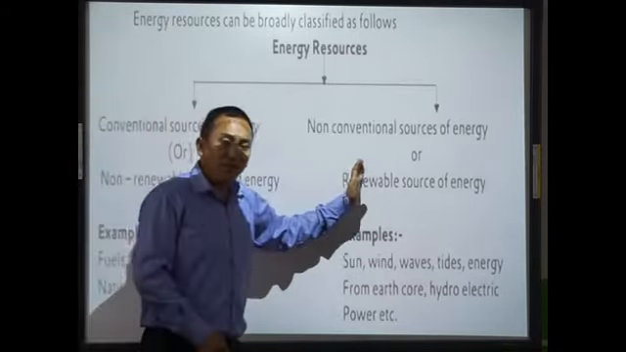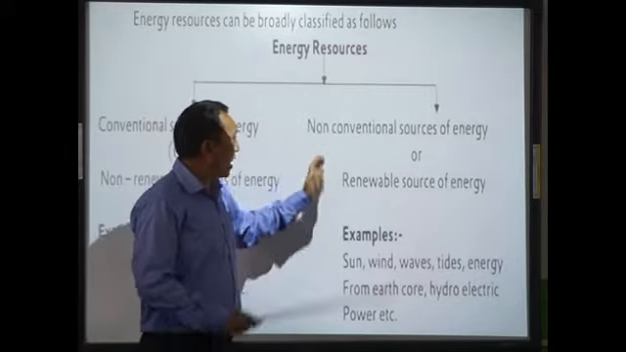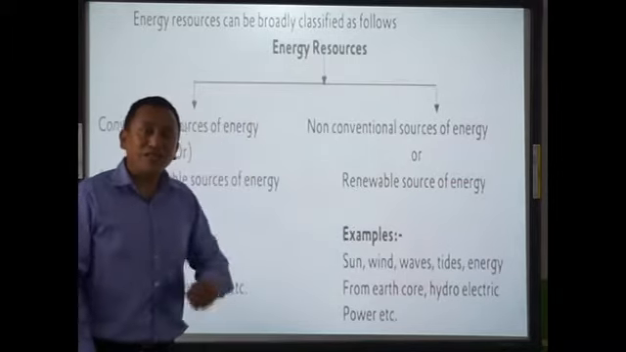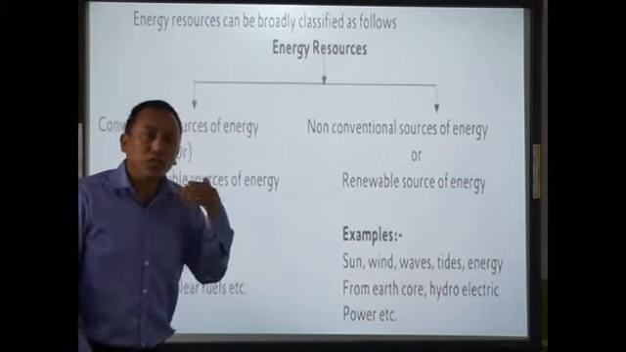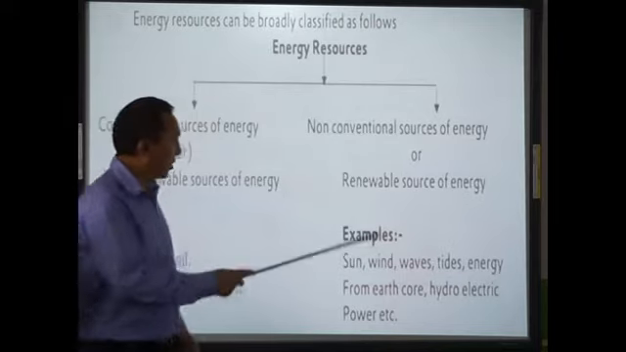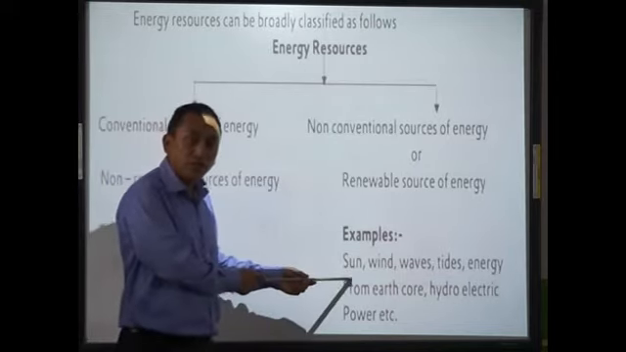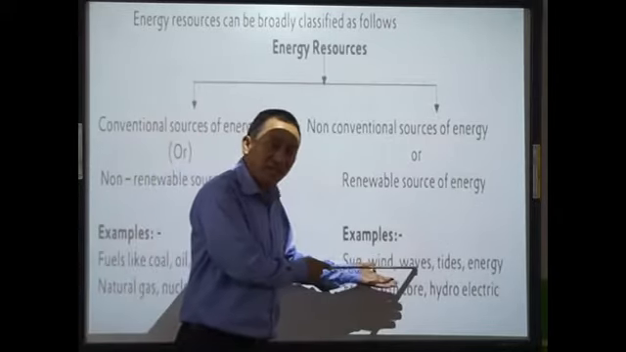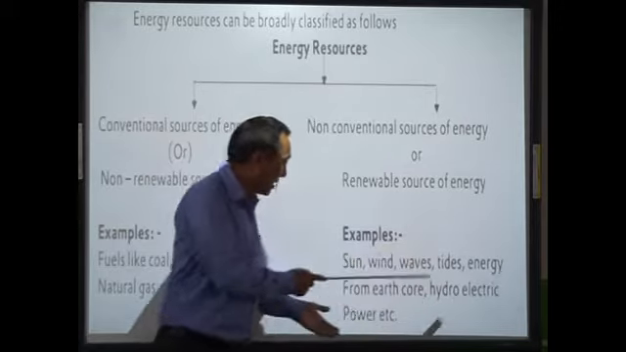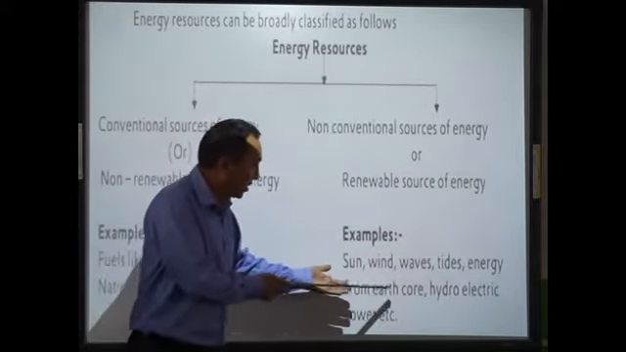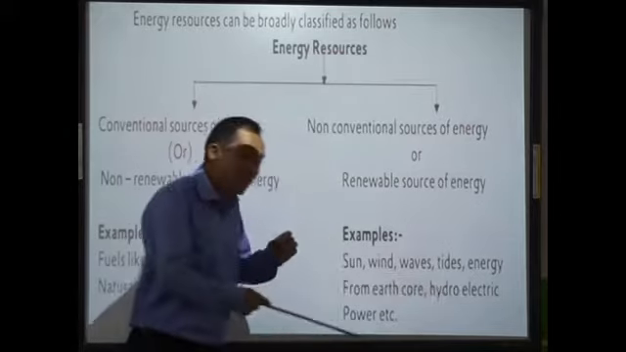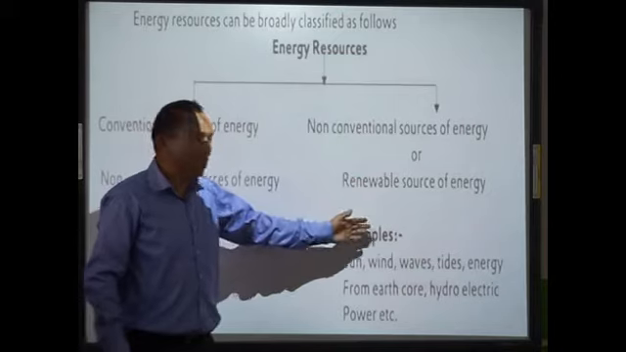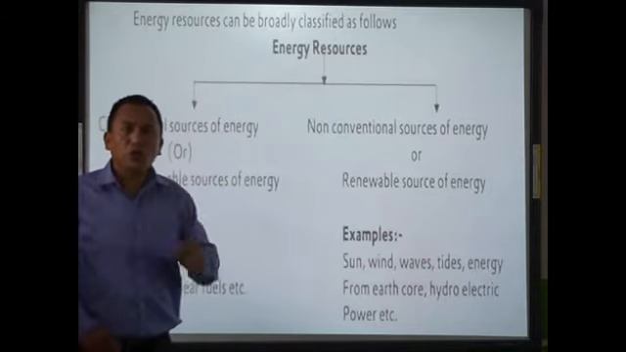Now if you see here, we have the non-conventional source of energy or renewable source of energy. That means they can be renewed again and again. We can use them again and again. What are the examples? Sunlight, solar energy, wind energy, waves, tides, energy from the earth's core, hydroelectricity, that is water power. All these can be used again and again and again, and therefore they are termed as renewable source of energy.